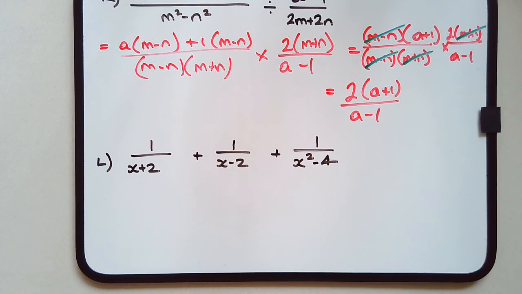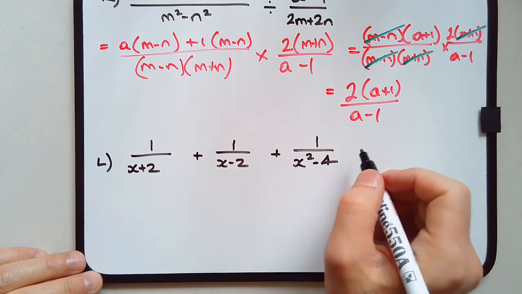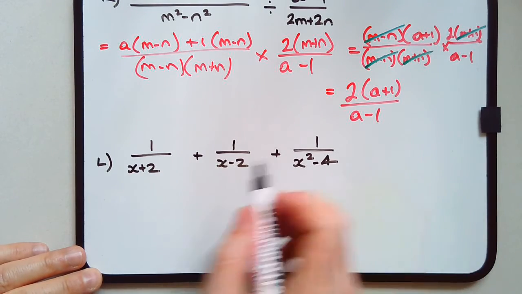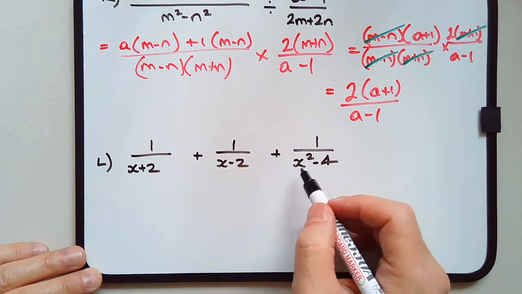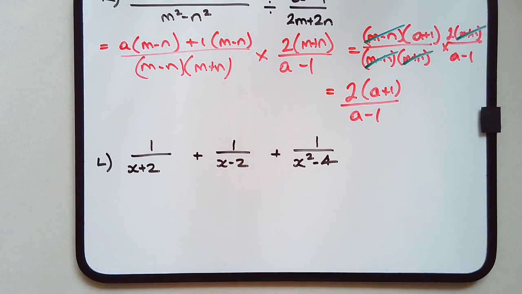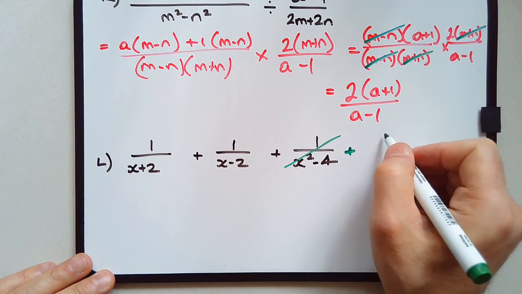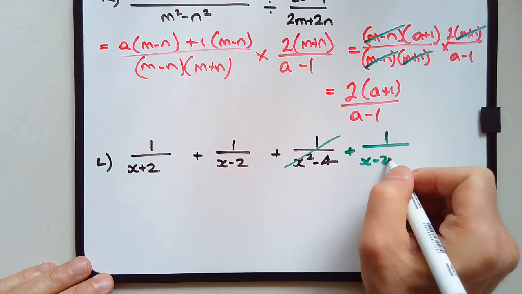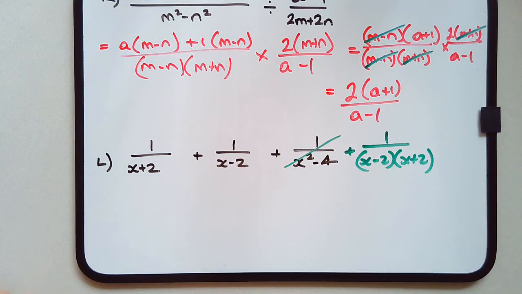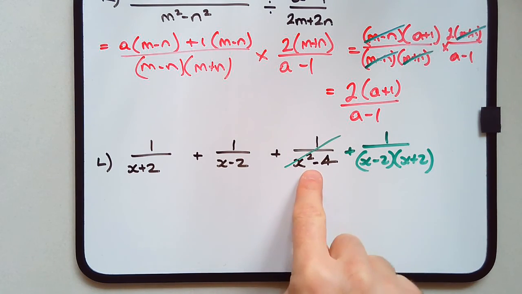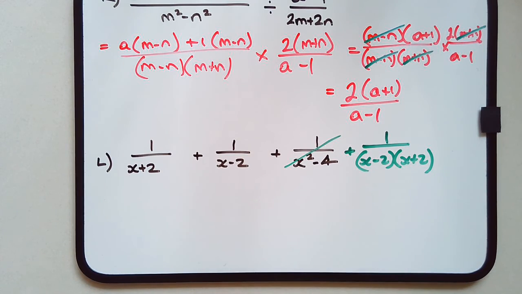1 over x plus 2 plus 1 on x minus 2 plus 1 on x squared minus 4. I think the key with this one's going to be the last fraction there. So this one is really, okay, I might, in fact, change this one, right? So just to save a bit of space. So really, that's just plus 1 over x minus 2, x plus 2. Okay, so first of all, I've started by factorizing the third denominator, the x squared minus 4. That's a difference of 2 squares.